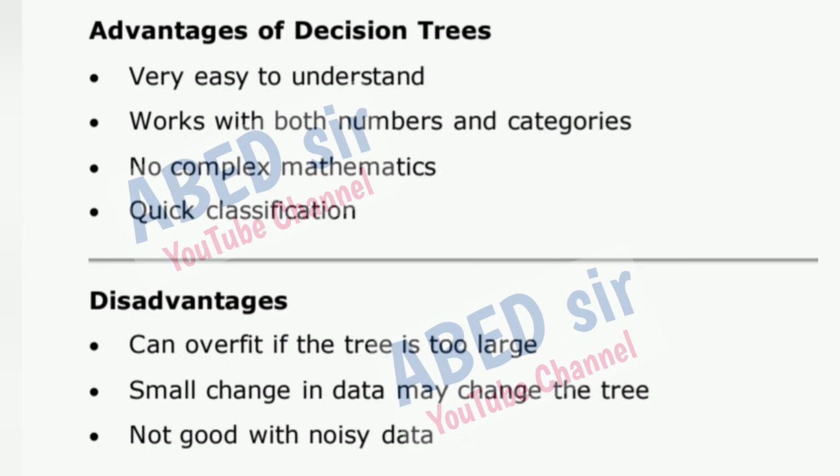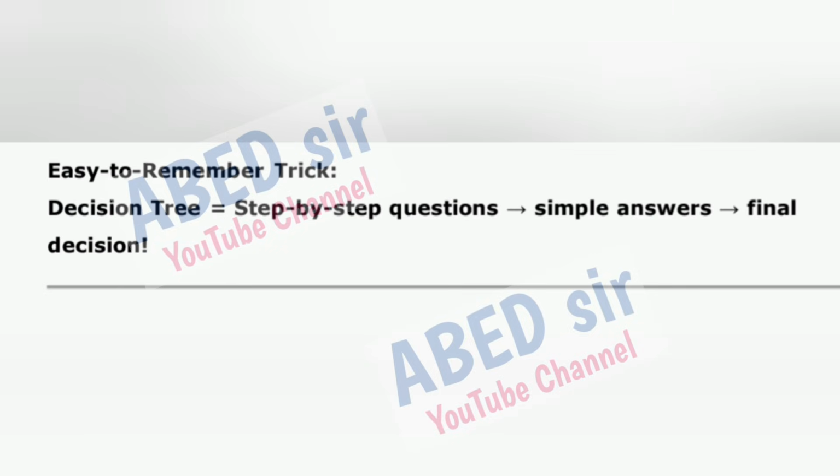Small change in data may change the tree. Not good with noisy data. Easy to remember trick: decision tree is equal to step-by-step questions, simple answers, final decision.